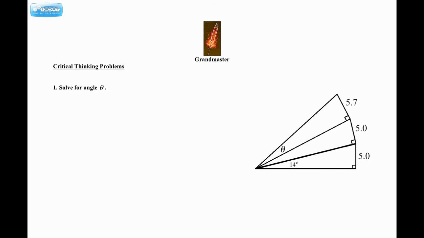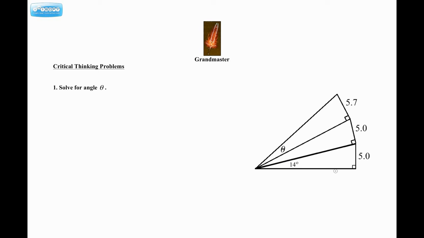Moving on to section 3.2 for Grandmaster. Question 1, solve for angle theta. So this is the angle I'm trying to determine, and all I know regarding this triangle at the top is that the opposite is 5.7. That's not enough information. I don't have the hypotenuse or the adjacent. I can't solve for theta just using this one piece here.